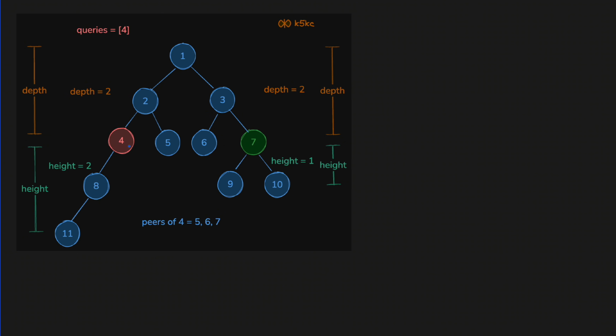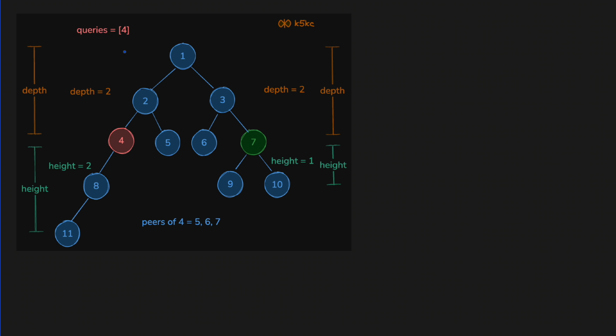For example, for node 4, depth is 2 and height is 2. So that's why the longest path passing through node 4 is 4. Similarly, for node 7, depth is 2 and height is 1. And the longest path passing through node 7 is 2 plus 1, that is 3.